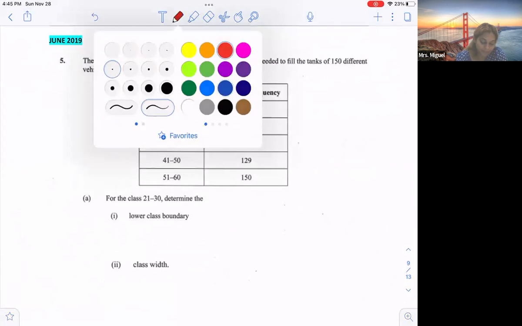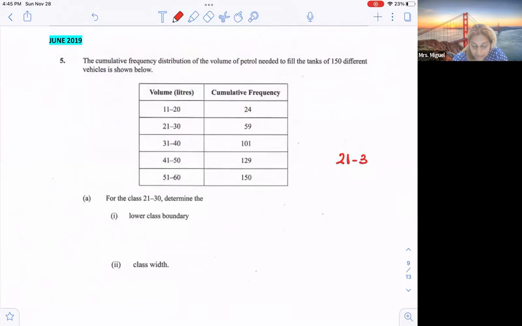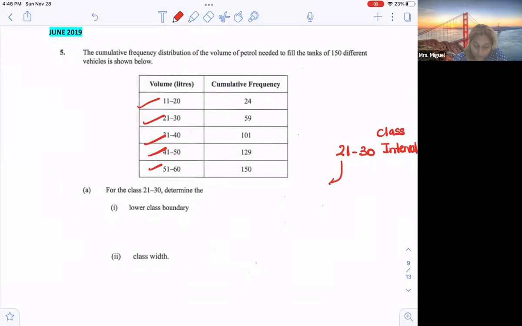So let me explain something to you. 21 to 30 is what we call a class interval. So in my table, we have 1, 2, 3, 4, 5 class intervals, right? 21 is called the lower class limit because it is the smallest value of the two, and 30 is called the upper class limit. To find the class boundaries, we take the lower class limit and minus 0.5.